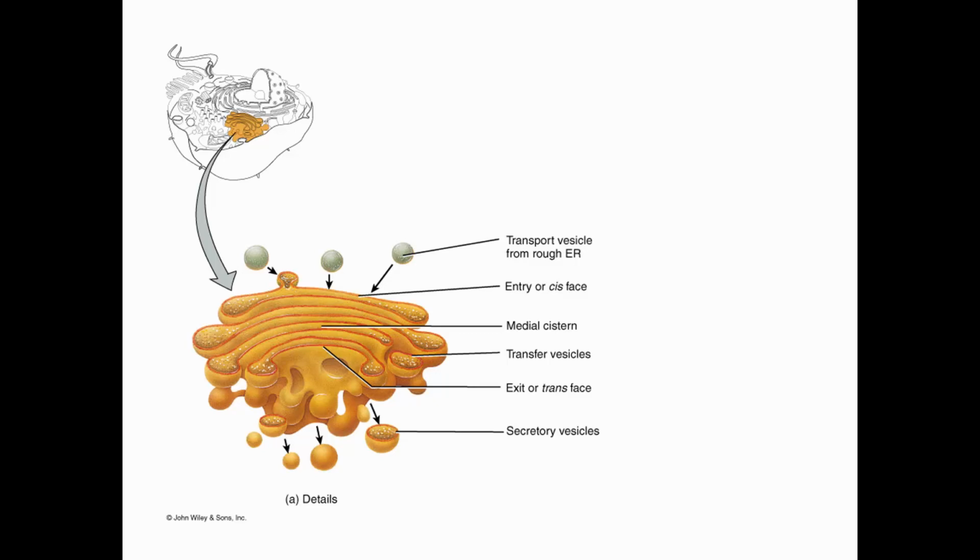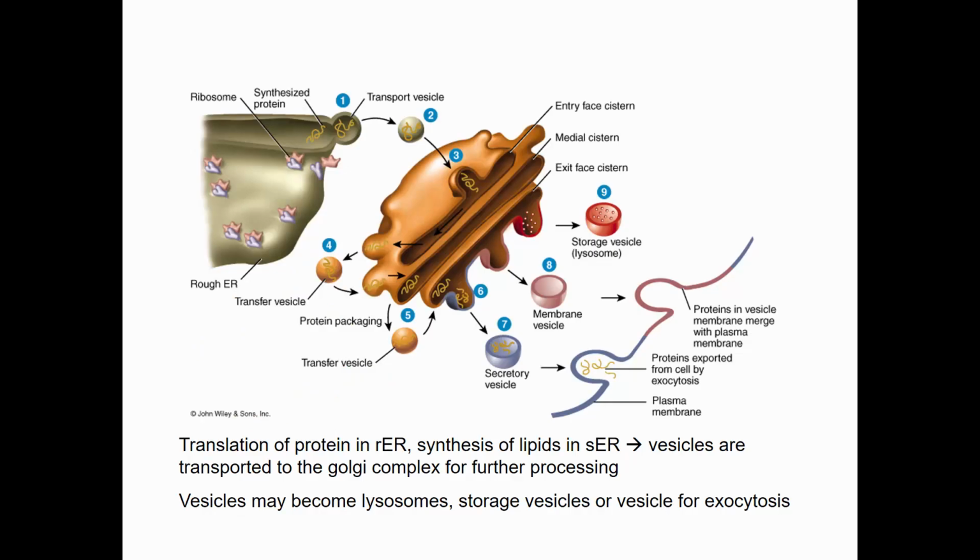Lipids could be glycosylated, and now you have a glycolipid. And then the job of the Golgi is to package them in vesicles, and those vesicles are labeled so that the cell knows what to do with it. Do I destroy this? Do I store it? Do I make a lysosome out of it? Do I get it ready to fuse with the membrane and be secreted? And that labeling system is still trying to be understood.